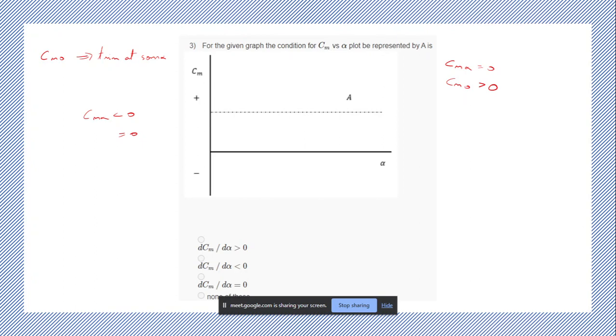Okay. Does everybody agree with it? Okay, can you tell me why you said it's neutrally stable? Can you try to justify? Cm alpha is equal to 0, yes. So how is it neutrally stable? What is neutral stability with respect to pitching moment?